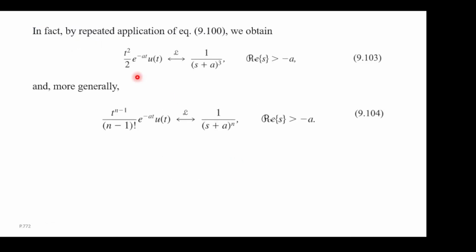And yeah, similarly you can do this once again and get a third order, and here we have a formula for nth order. You can also try to derive it yourself. So it's the power of t times this decaying exponential, and obviously divided by some constant factorial. So let's say everything again. So t to the n minus 1 divided by n minus 1 factorial times e to the minus a t u of t has Laplace transform 1 over s plus a to the nth power, and with ROC real part of s bigger than minus a.